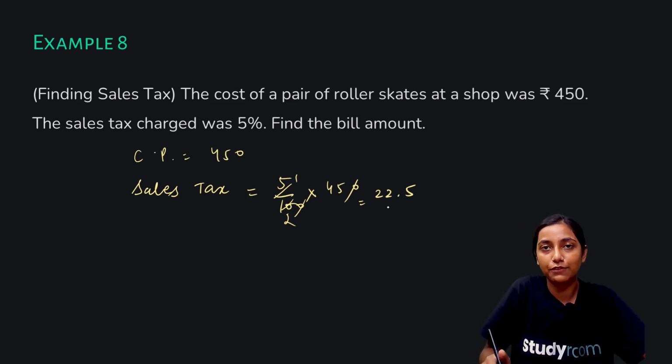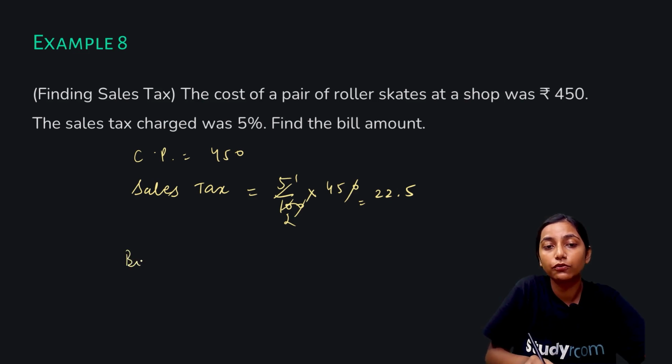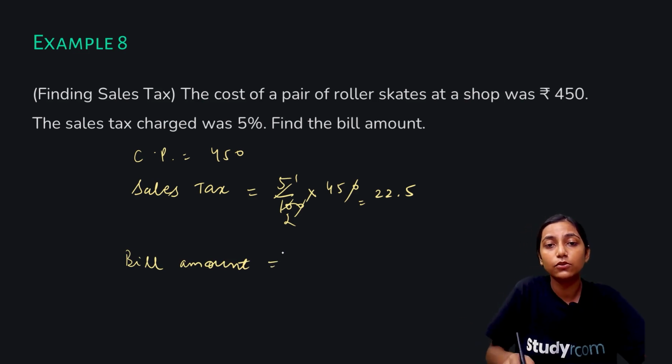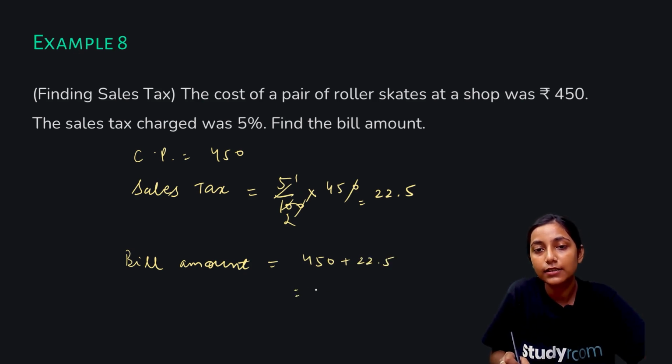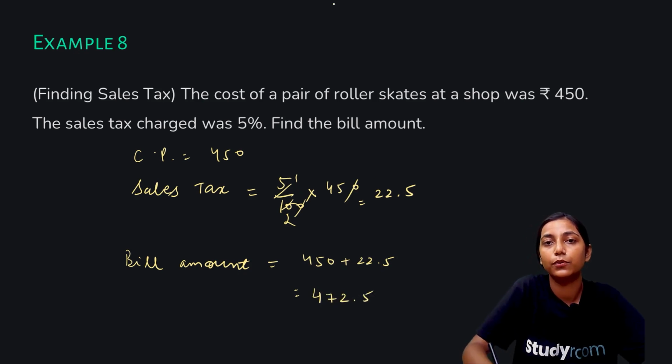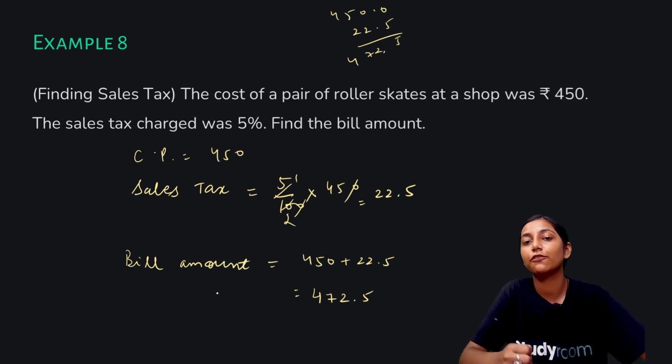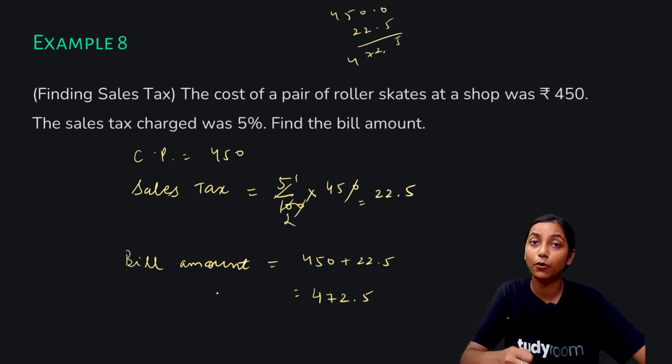This is 22.5. Find the bill amount. So finally the bill amount will be how much? Because the sales tax is added at the last to the bill. So to 450 we will add this 22.5, and this gives us 472.5. You can do it in the rough work. 450, you have to add 22.5. This is nothing but 472.5. So this is your final bill amount, 472.5 rupees.